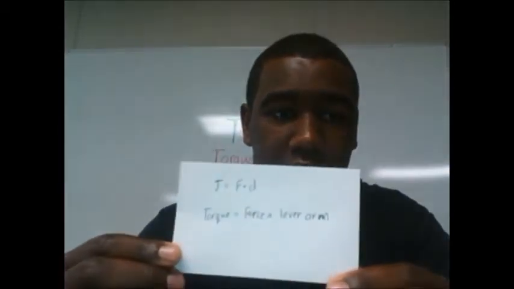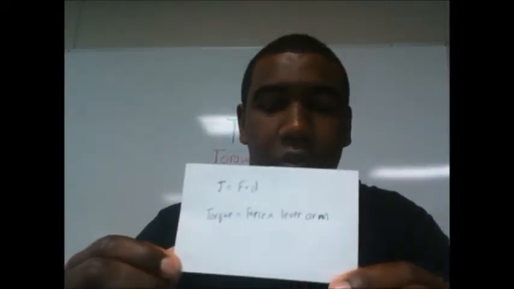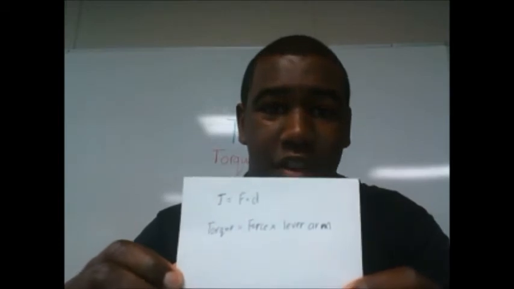So the formula for torque is T equals Fd. Torque equals force times the distance of the lever arm. In the case of a door, if you think about a door, why do you think the doorknob is always furthest away from the hinge? Why is it not placed in the center?